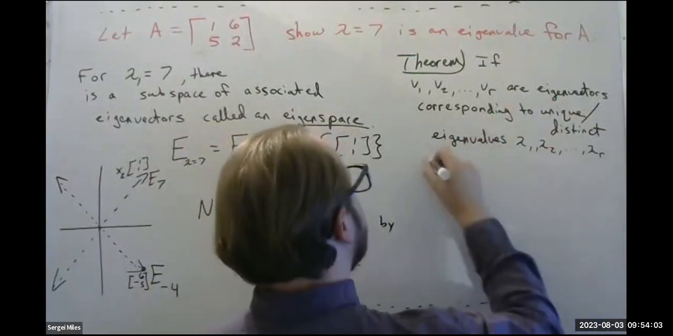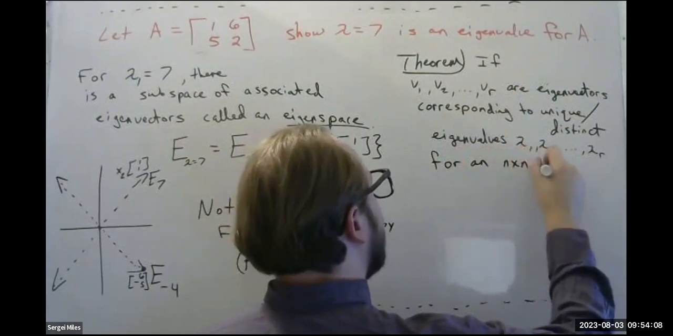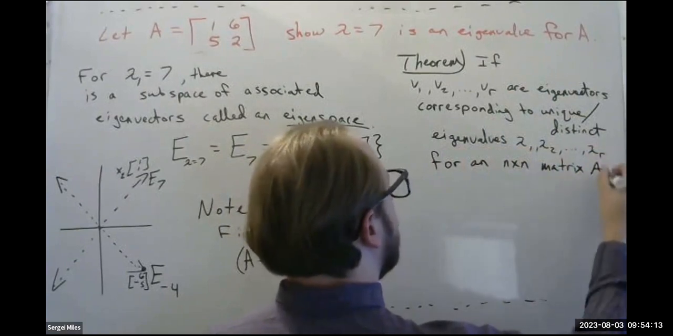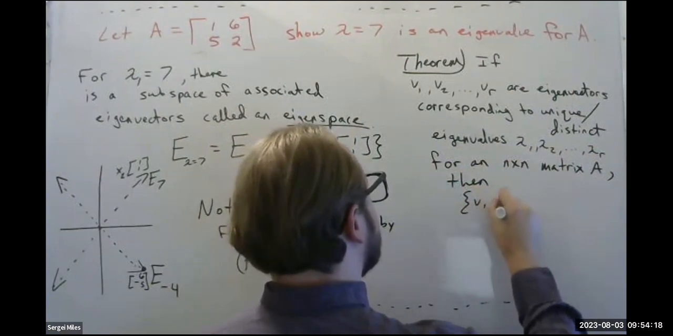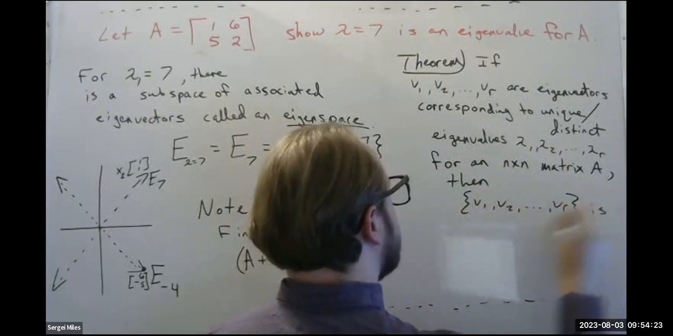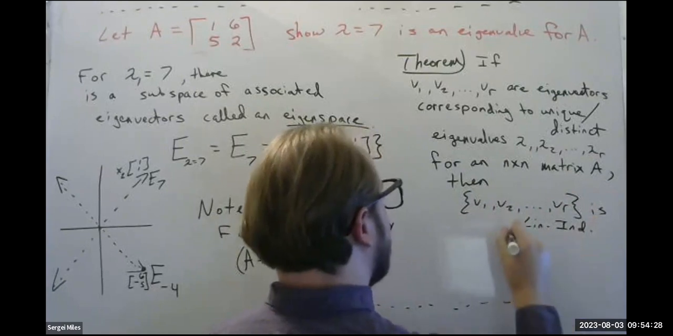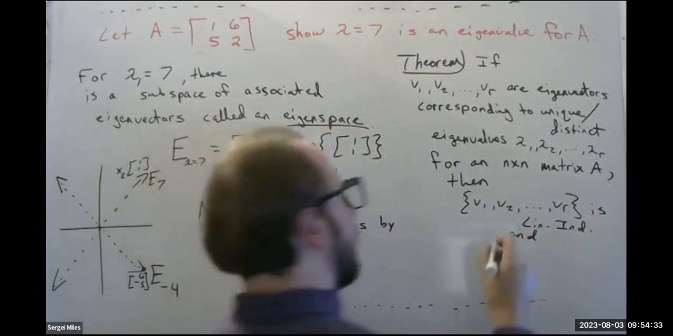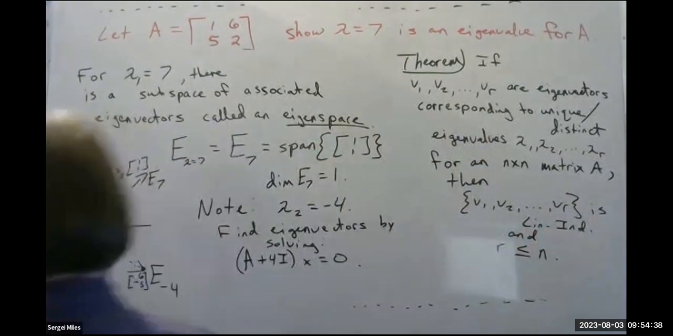So that's exactly what we're going to say here. Suppose these are eigenvectors and eigenvalues for an n by n matrix. Again, the matrix has to be square. Then the set of my eigenvectors is linearly independent, so that's good. And we have that R must be less than or equal to n.